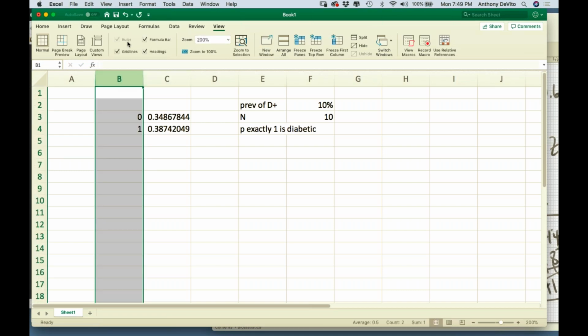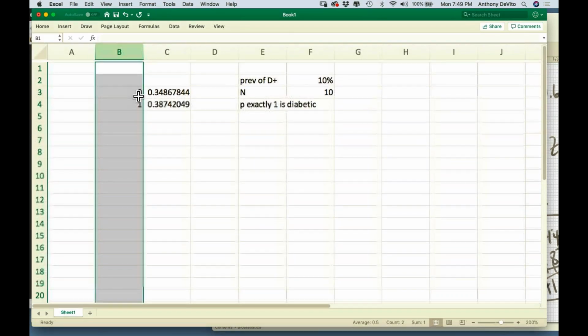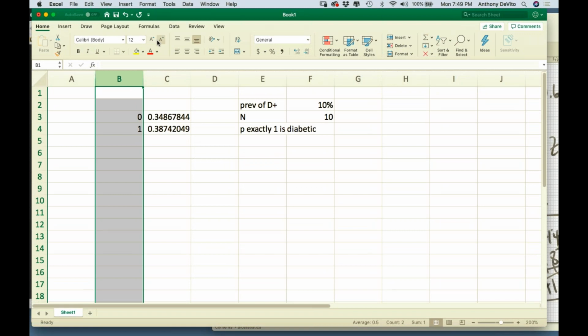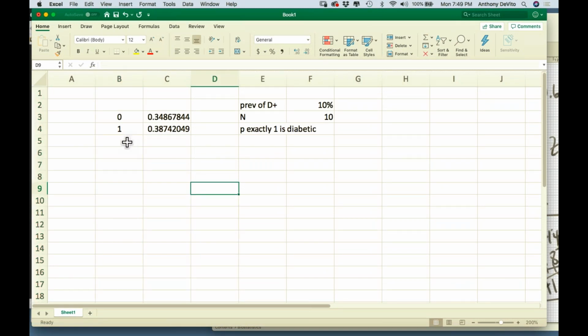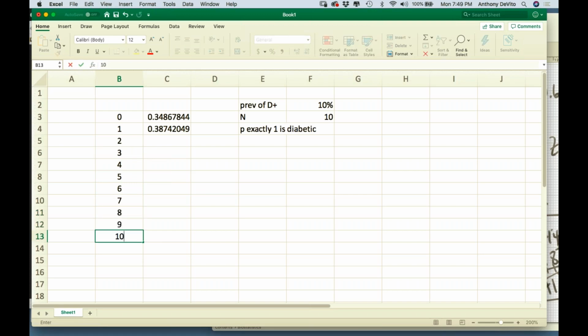Let me center this just so it looks a little bit better. Okay. So let's do it for 2. Actually, you know what I'm going to do? I'm going to put 2, 3, 4, 5, 6, 7, 8, 9, and 10 in that column.